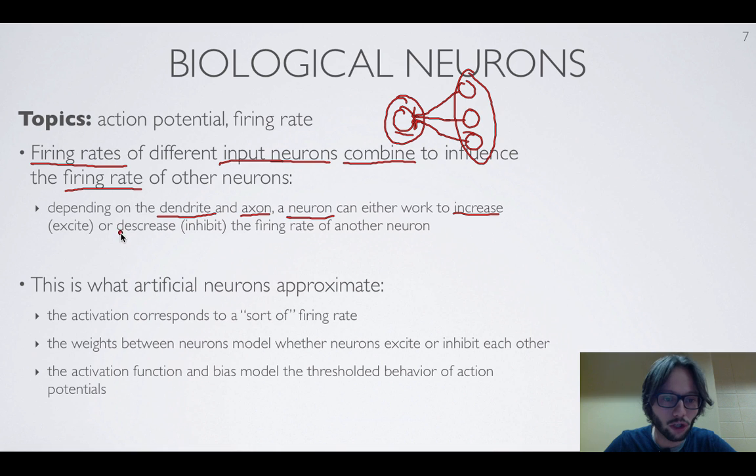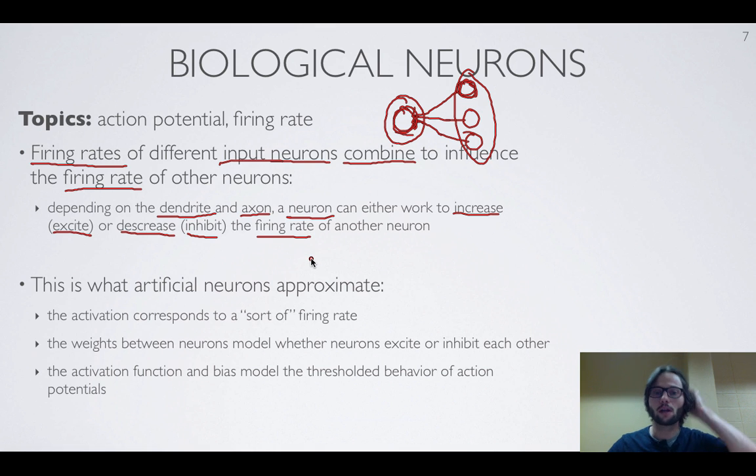increase or decrease by increasing its own firing rate. If the firing rate of this neuron will tend to increase the firing rate of that neuron, then we'll say that this neuron here excites this neuron here. And otherwise, if it decreases it, then we'll say it will inhibit the firing rate of that neuron.